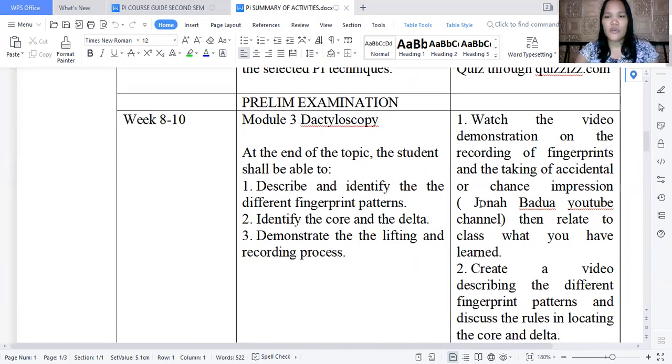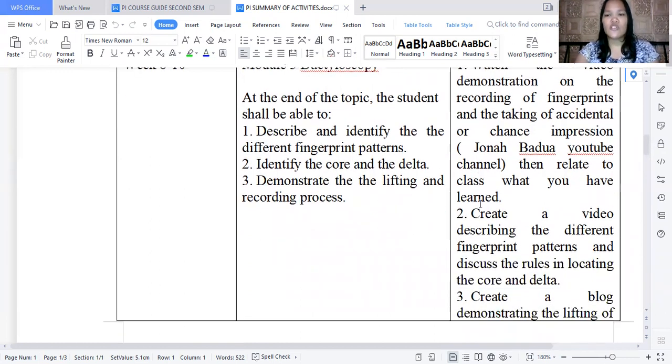In number 2, you will also be creating a video. You have to describe the different fingerprint patterns and discuss the rules in locating the core and the delta. Make sure that your video is clear and that you are properly dressed.